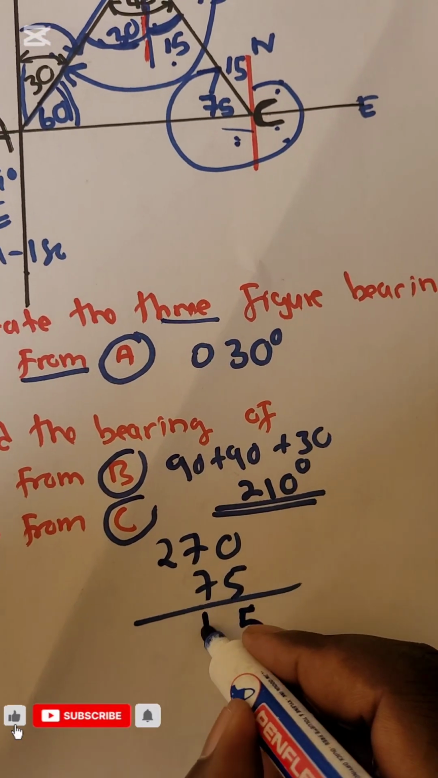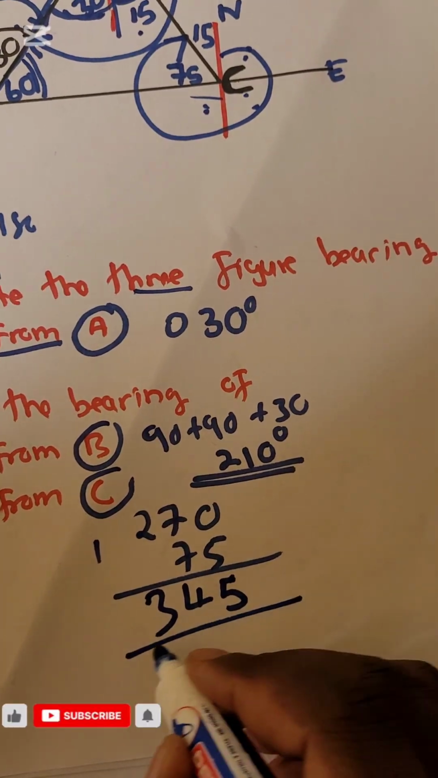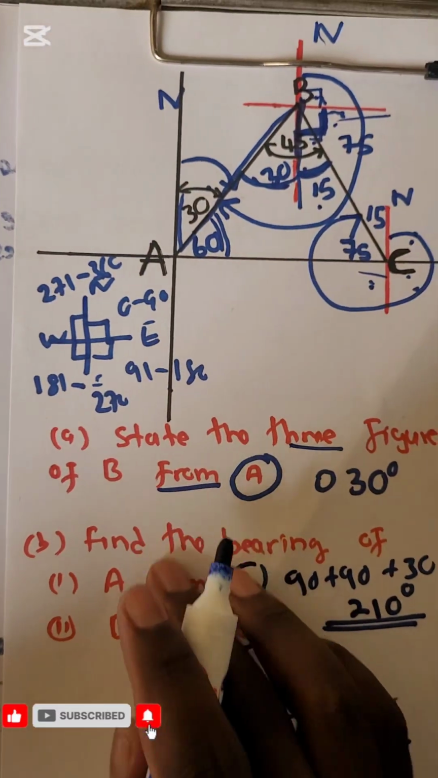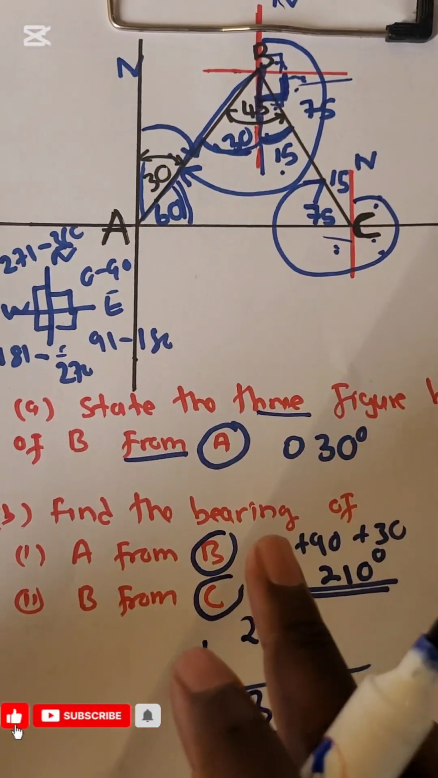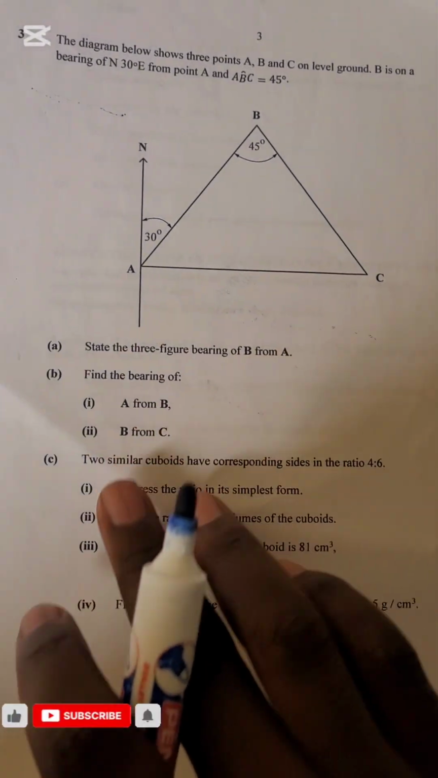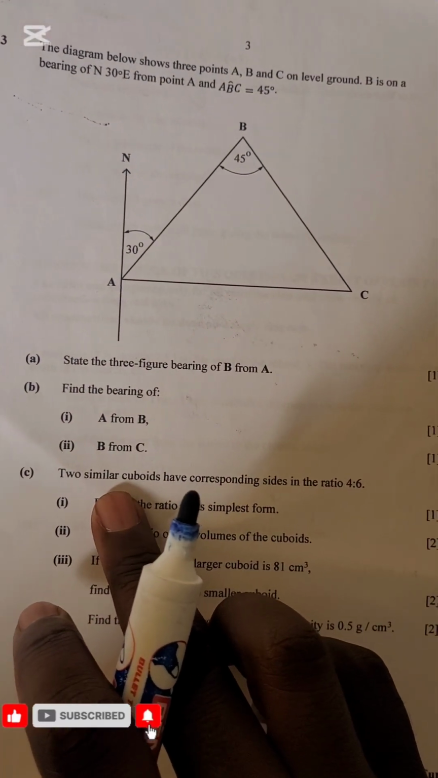Right here, 0 plus 5, that's 5. 7 plus 7, that's 14. 14, carry 1. So we do get 345 degrees. That's the bearing of B from C. Are we together? That's the bearing of B from C. So now let's look at question number C.